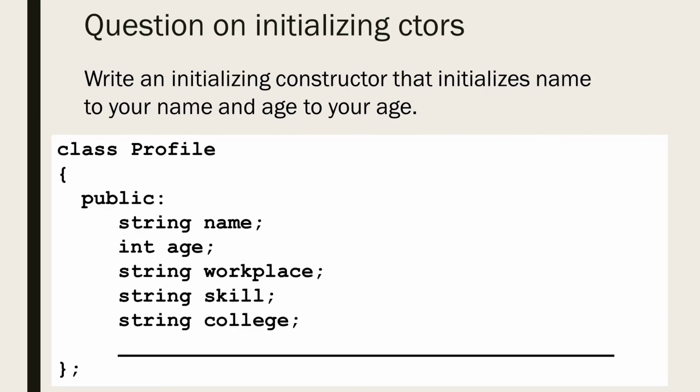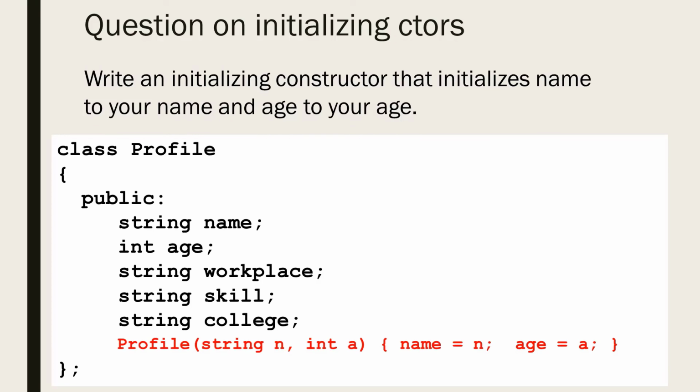In the class definition, you'd have to write the code for this initializing constructor, pause this slide, and give it a shot. It should look something like this. The initializing constructor has two parameters for name and age, and we plug those in to the data members. That's it for now.